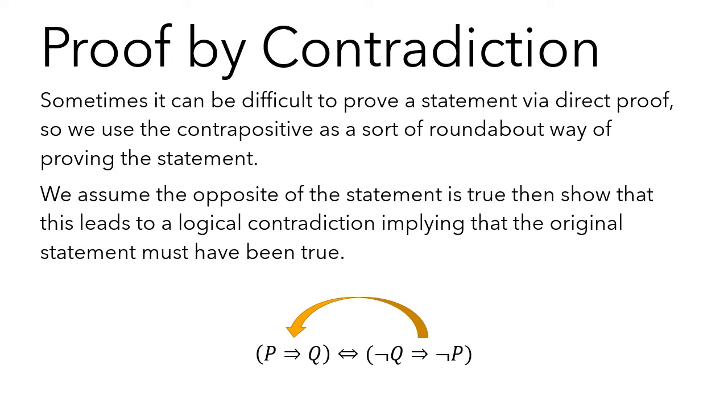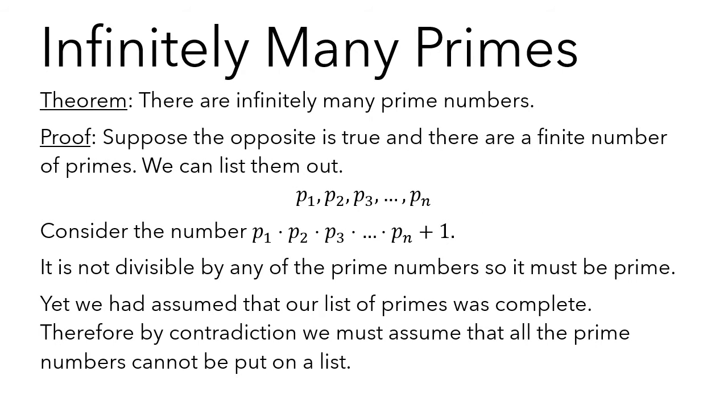So sometimes it can be difficult to prove a statement via direct proof. So we use the fact that the contrapositive is logically equivalent as a sort of roundabout way to prove the same statement. So we assume the opposite of the statement is true, then show that this leads to a logical contradiction, implying that the original statement must have been true. So let's see an example.